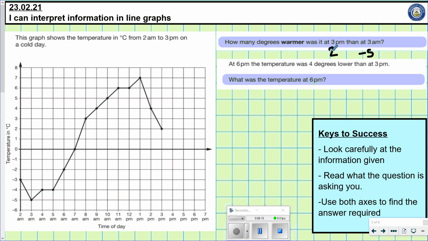and -5? Thinking back to what we did in our arithmetic questions at the beginning, I might need to draw myself out a little number line for that. That's absolutely fine. If I've got 2 there, put my 0 there. Right, first of all, I've got to take away 2 to get to 0. And then to get to -5, I've got to take away another 5. So all together, I've taken away 7. So the difference in temperature then is 7 degrees.